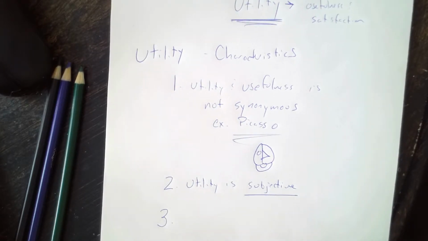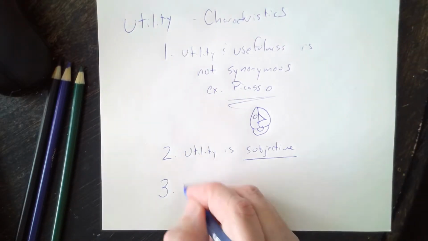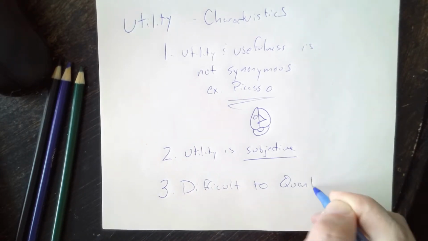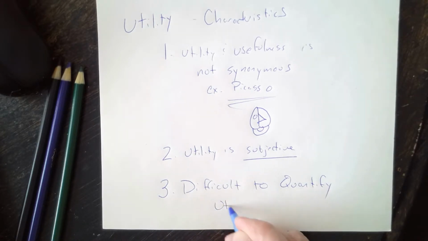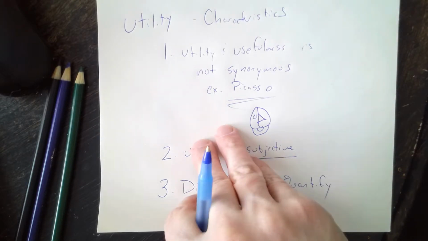And the third and final characteristic of utility is that it is difficult to quantify. I mean, how can we measure it? We can't. And because we can't measure it, all these good old economists create their own unit of measure called utils. So, how many utils do you get? Do you get oodles and oodles of utils? I hope so.